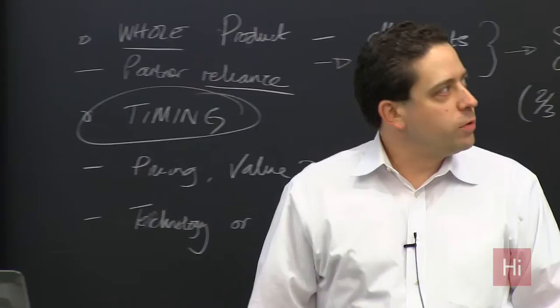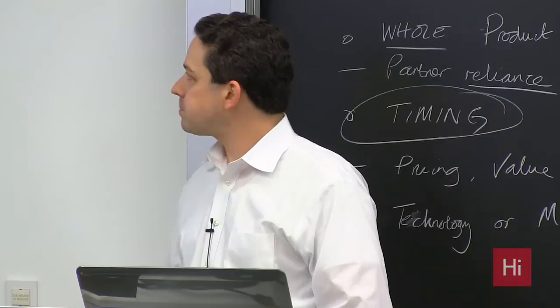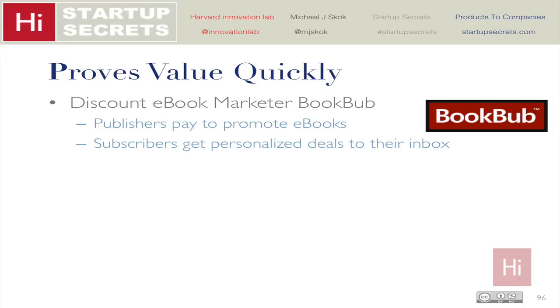Here's a company, another Boston company here in Cambridge. This is a discount ebook marketing platform. So basically, BookBub, publishers pay to promote their books. So in short, publishers have this really hard time getting in front of their audiences. Publishers have been disintermediated from their audiences by the retailers, like Amazon and Barnes & Noble get in the way of this. They have no direct relationship.